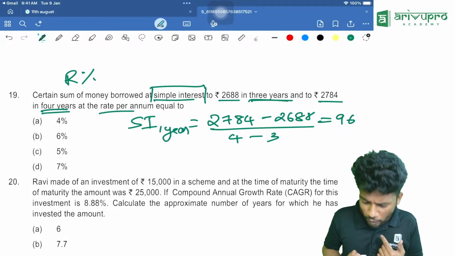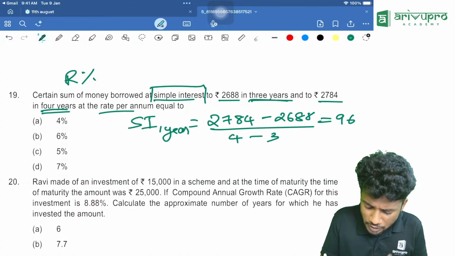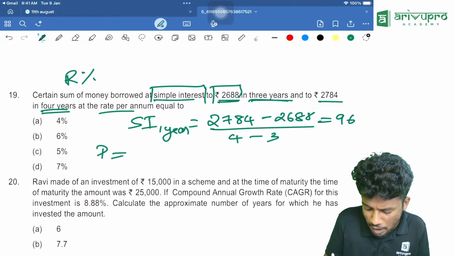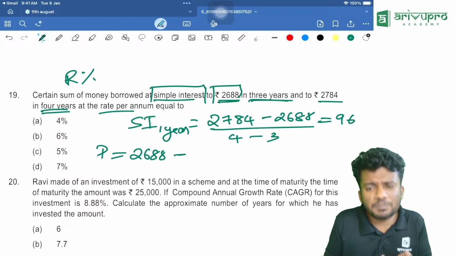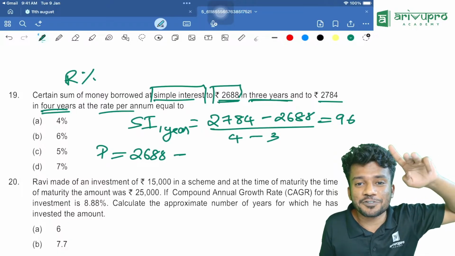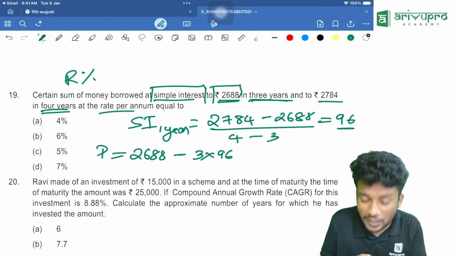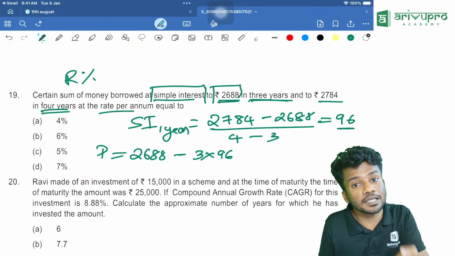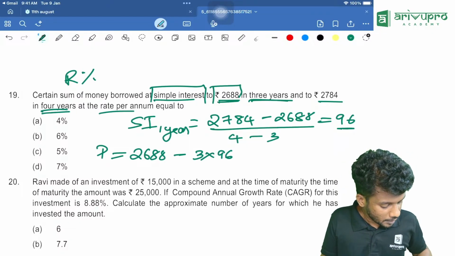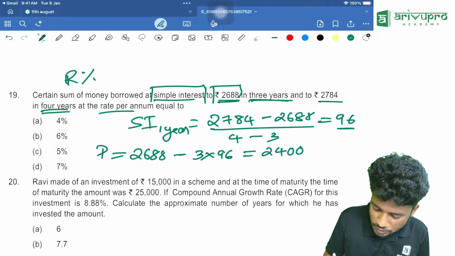Then what are we going to do? Now, simple interest for 1 year is 96. Then what is the principal? The principal is the amount after 3 years, 2688, from which we reduce the simple interest for 3 years. How to find it? Simple interest for 1 year is 96, so for 3 years it will be 3 into 96. 2688 minus that is equal to 2400.